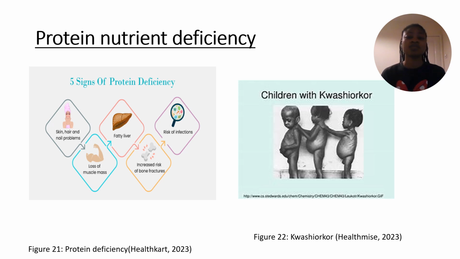Protein nutrient deficiency. This is when an individual has a low protein intake. The symptoms include fatigue, dry skin, and thinning of hair. Kwashiorkor is the most severe type of protein deficiency disease.